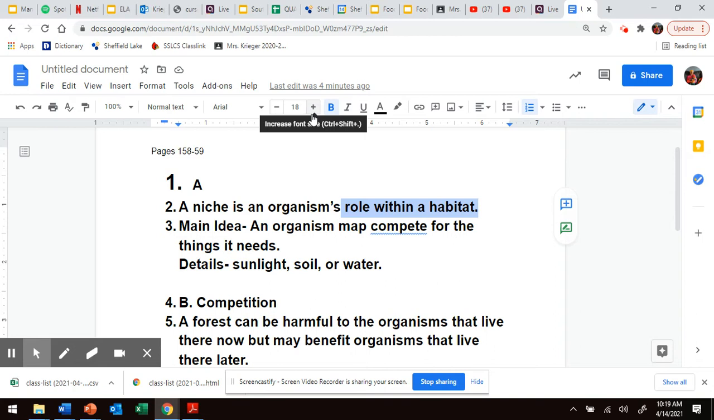Number three is asking you to read that short passage, underline the main idea, and circle the details. You should have underlined the sentence, an organism may compete for the things it needs. That is the very first sentence. That is our main idea, which you will be underlining. The details supporting that main idea, and again, you can physically write in your science book, you would circle the words sunlight, soil, water. I also see light and food. You can circle, those are specific details.